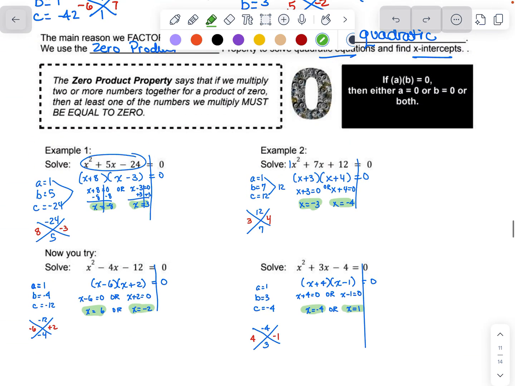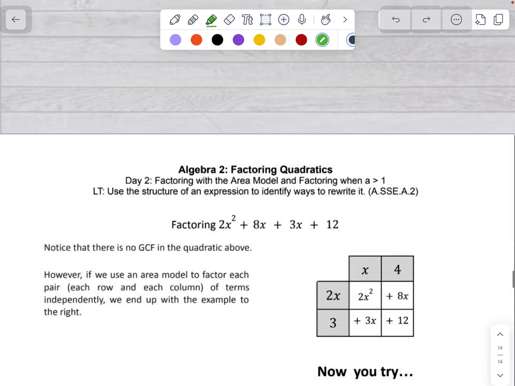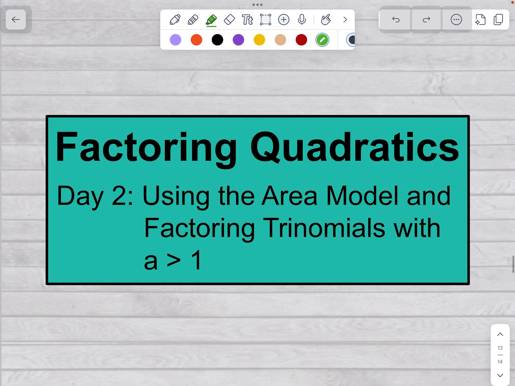So yeah, that's it. That gets us to the end of the second video, day 1, part 2. And tomorrow's video, or part 3, will look at factoring using the area model and factoring trinomials where the leading coefficient is greater than 1.